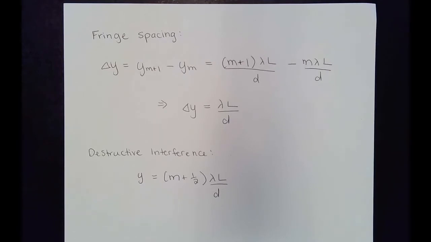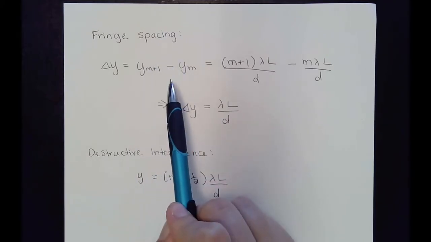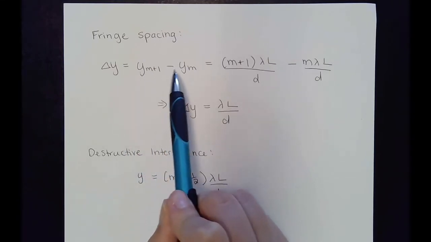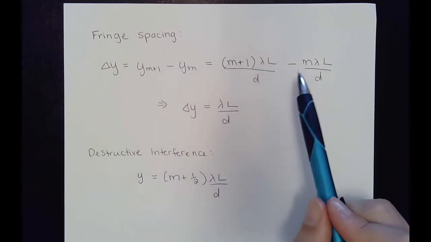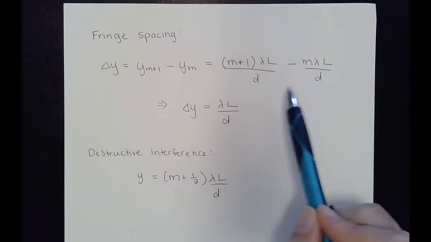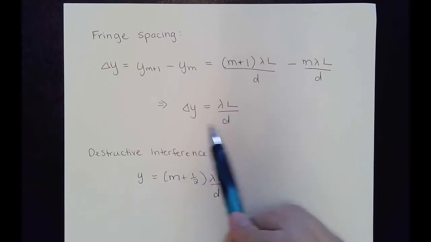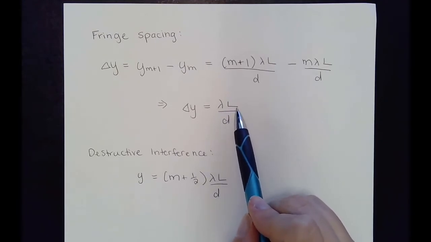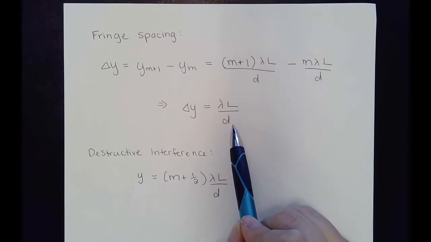Since the interference pattern is a series of equally spaced fringes, we can also find the fringe spacing by subtracting the vertical positions of two adjacent fringes. So to do this, we have delta y equals y, I'll just call this m plus 1, minus y of m. So (m plus 1) lambda L over d minus m lambda L over d. Subtracting these, the m's cancel and we end up with lambda L over d. And this gives the fringe spacing. So you can see it depends on the wavelength and the length. The length was the distance between the double slit apparatus and the screen. And then it's inversely proportional to the separation between the slits.